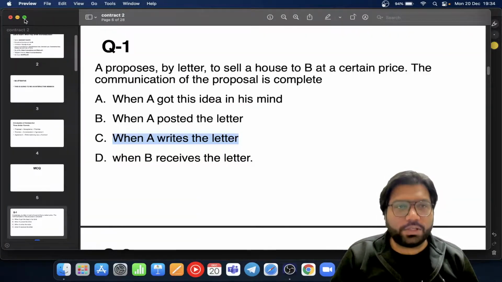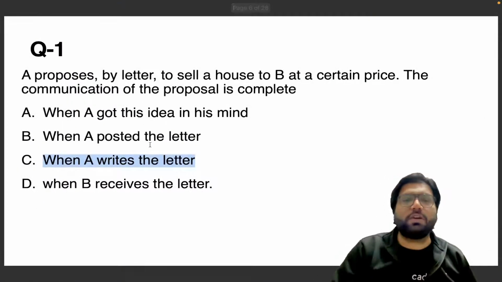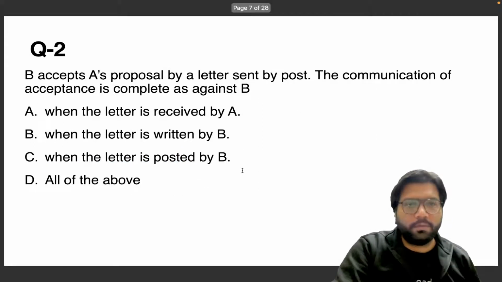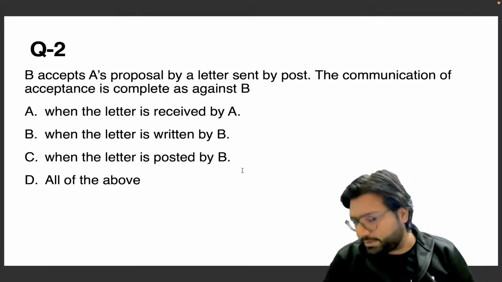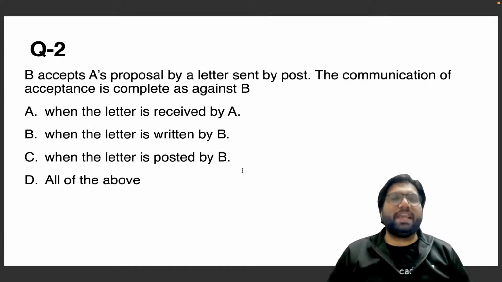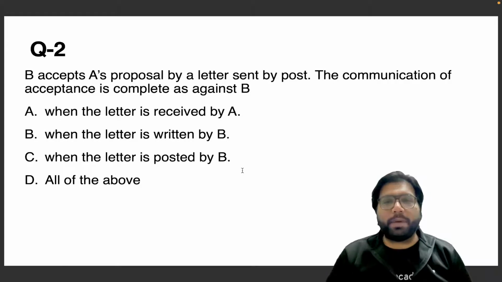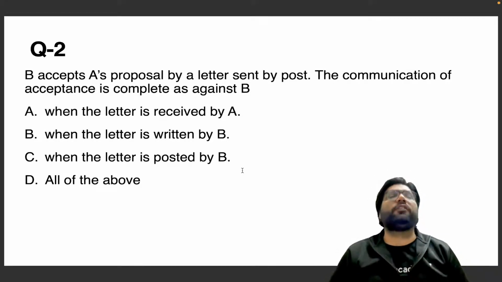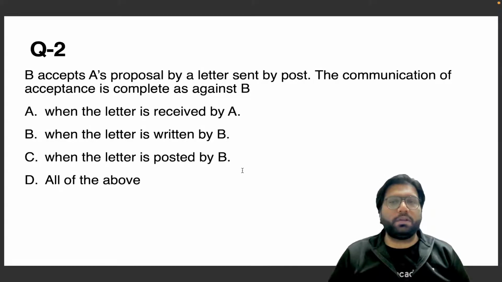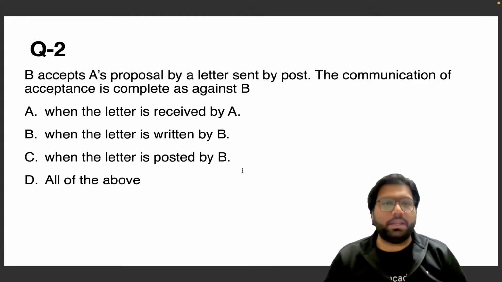Coming back to the questions, students. So that was your question number 1. Now moving to the next one. Question number 2. B accepts A's proposal by a letter sent by post. The communication of acceptance is complete as against B. When will the communication of acceptance be complete as against B?